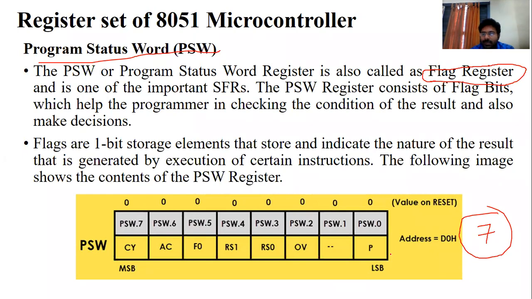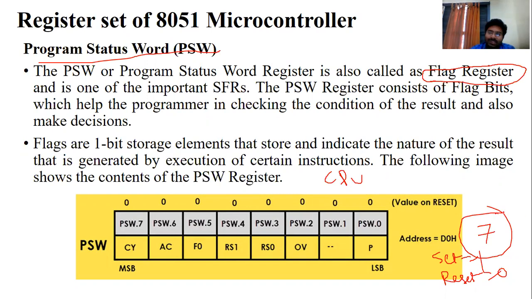These flags may be either set or reset. Set is nothing but 1, reset is nothing but 0. How are these flags set and reset? One way is by the CPU operations. These are the 7 flags.